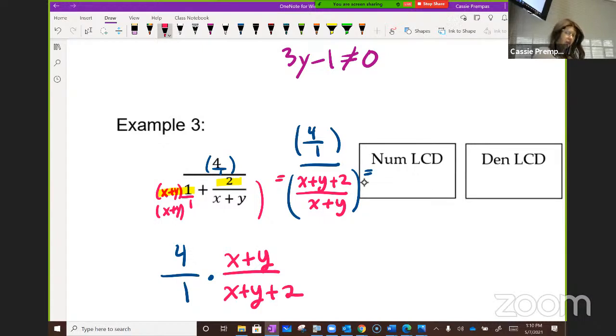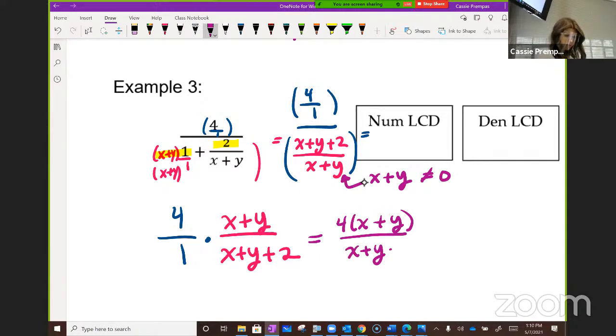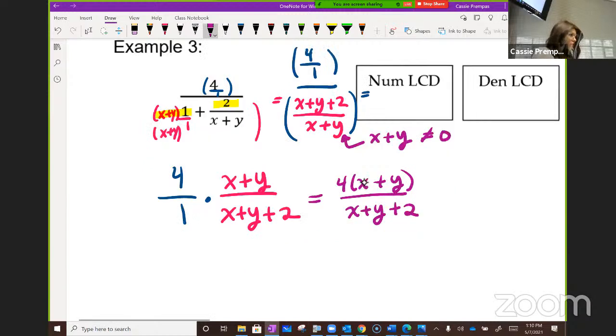I do want to be careful that if I didn't write it out as, hey, this is dividing by this, I just show my restriction. This guy was in the denominator, so he can't equal 0. And now that we have this as a multiplication problem, we just multiply straight across. So it would be 4 times quantity x plus y over x plus y plus 2. This is a little bit tricky. I have a new denominator. What's the restriction with that one?